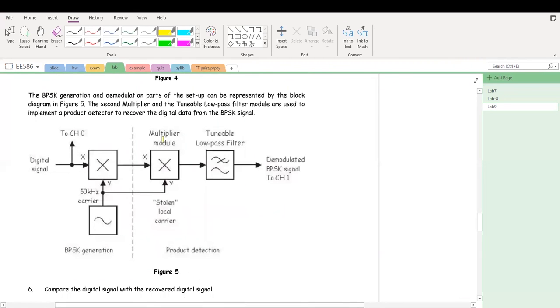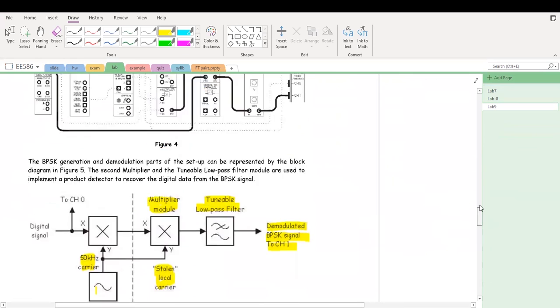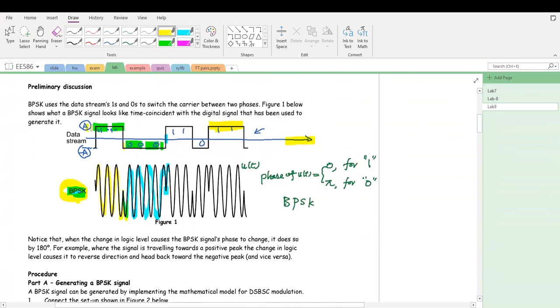Now at the receiver, we multiply by the same carrier signal, and then we pass through a low pass filter. This is the demodulated signal. We should see a roughly similar shape to this waveform. It may be distorted a little bit because of the low pass filter, but that's close.